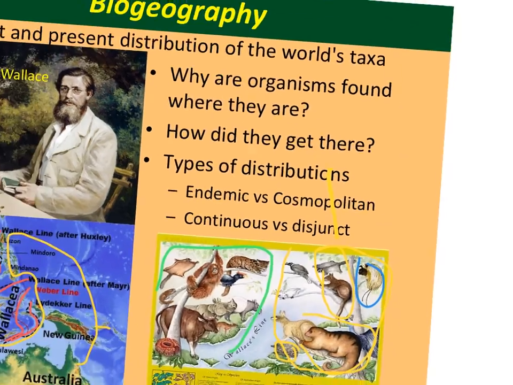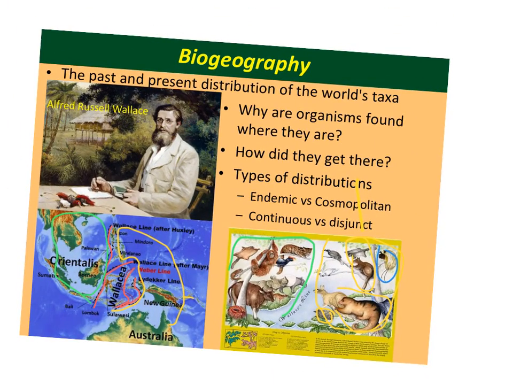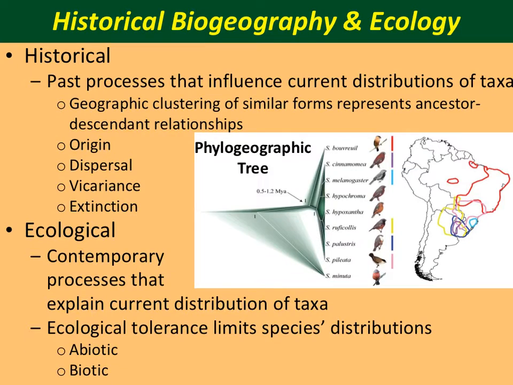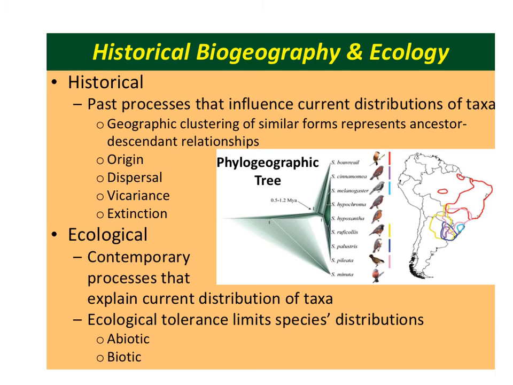So we're going to talk mainly about historical biogeography. And then we'll talk more about ecology later on when we start the ecology section, which will be next. Okay, so historical biogeography, past processes that influence the current distribution of taxa at whatever taxonomic level. So geographic clustering of similar forms represent ancestor-descendant relationships, right?